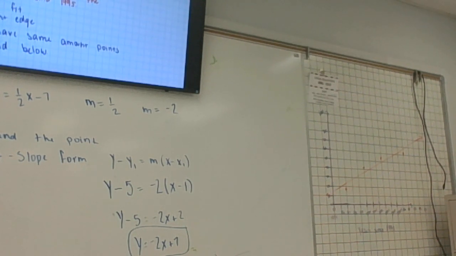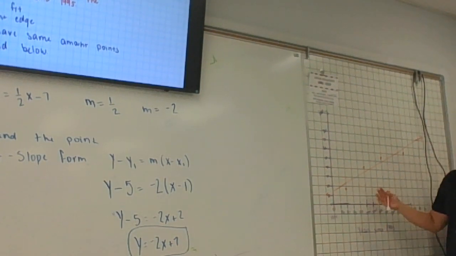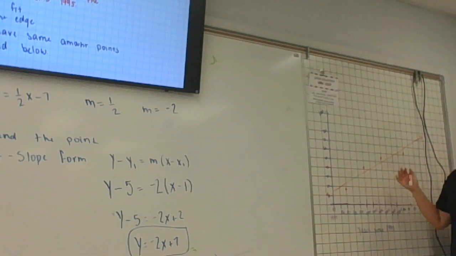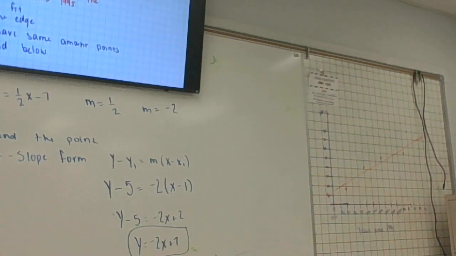So, you notice that mine doesn't actually go through the points. That's okay. You're not aiming for points when you do a line of fit. You're aiming for the middle of the points. What I don't want to see is connect the dots. I want to see a straight line going through the middle.